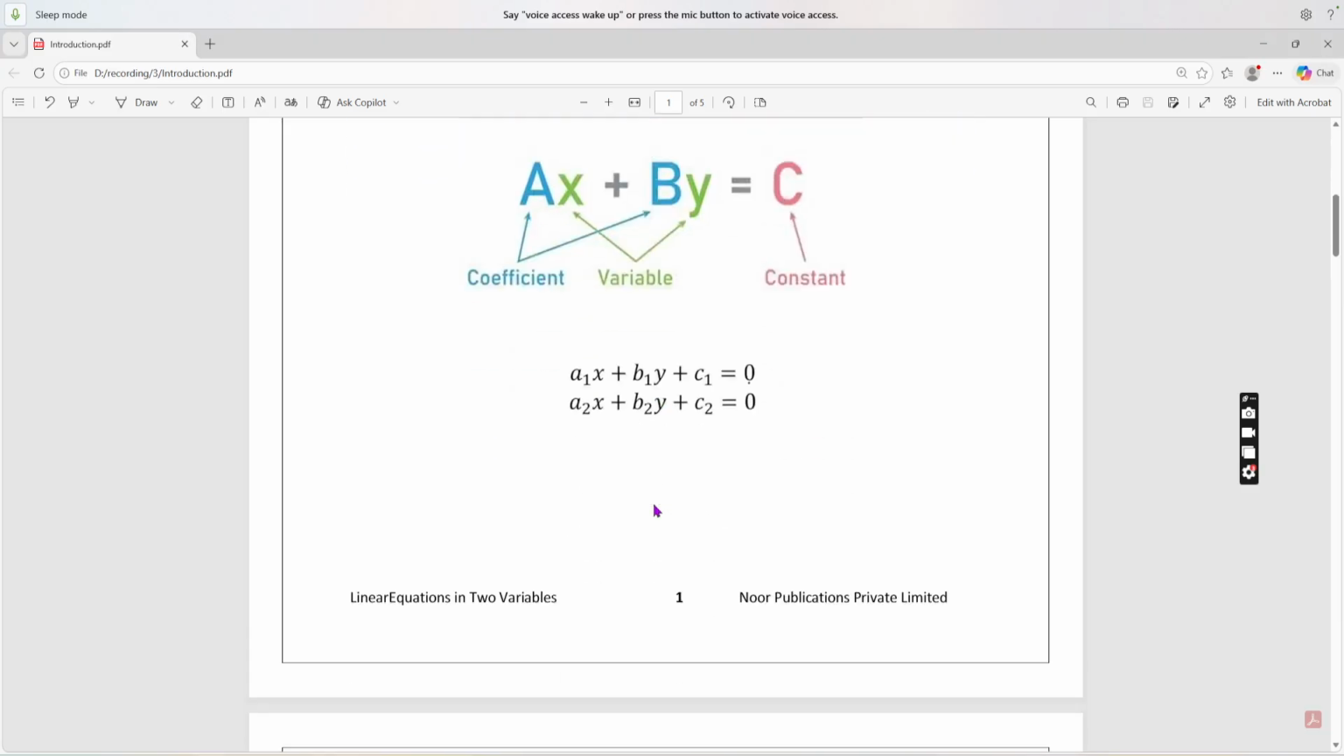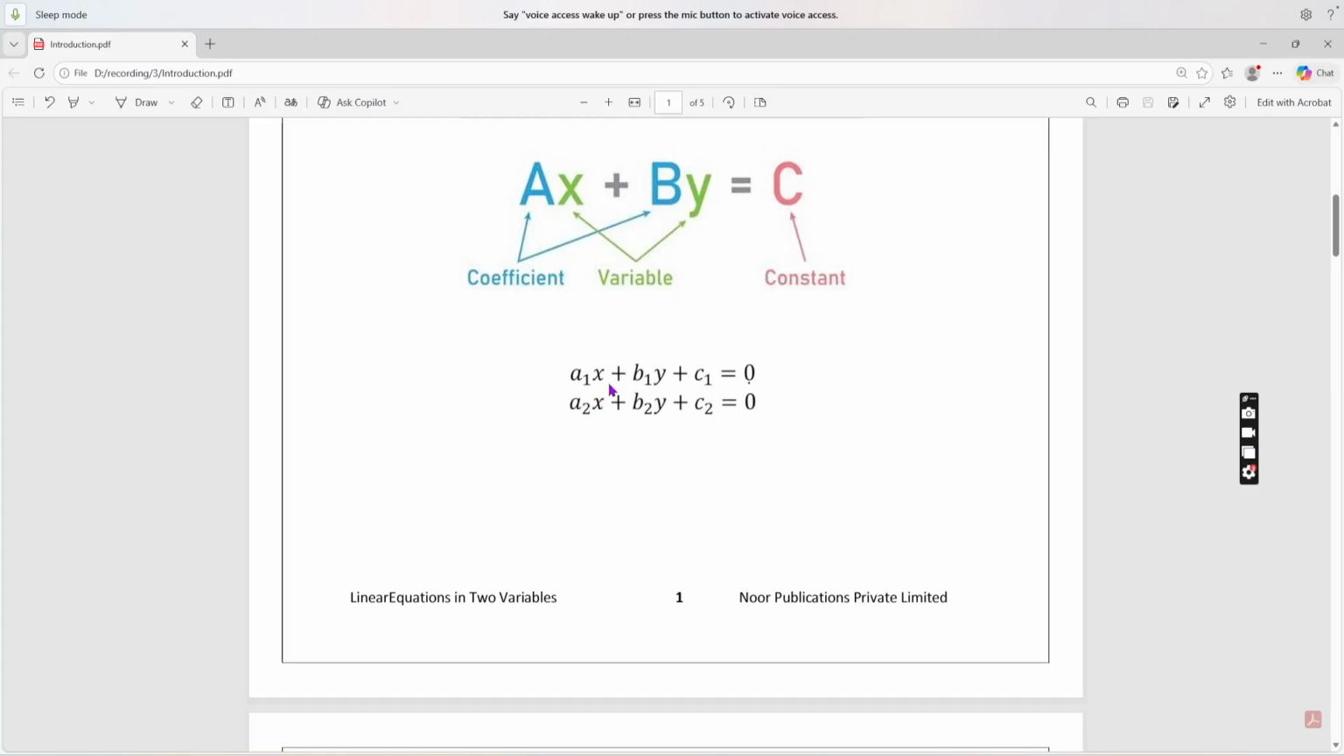One more representation of a linear equation can be a1x plus b1y plus c1 is equal to 0, as well as a2x plus b2y plus c2 is equal to 0. Why is a set of two equations given? Because there are two variables, x and y. So in order to get their values, we always have to solve two equations. That is why two linear equations are provided in each and every question in this chapter.